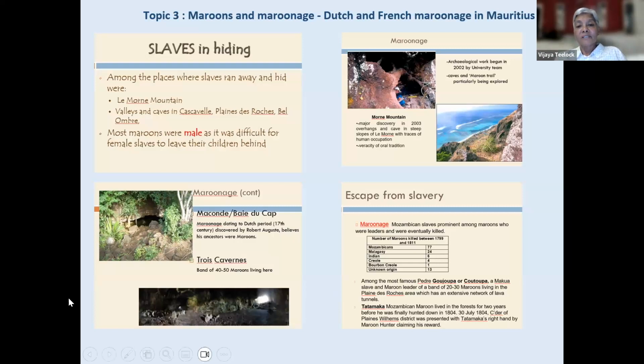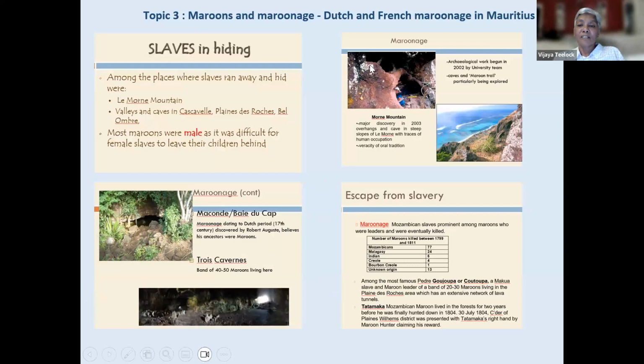So I've talked a little bit about it in relation to women. So we have different types of marronage. We have marooning, which is long-term marooning, and short-term marooning. And the slides you see here are from an archaeological project looking at forests and caves in Mauritius and how far maroon slaves had used them.